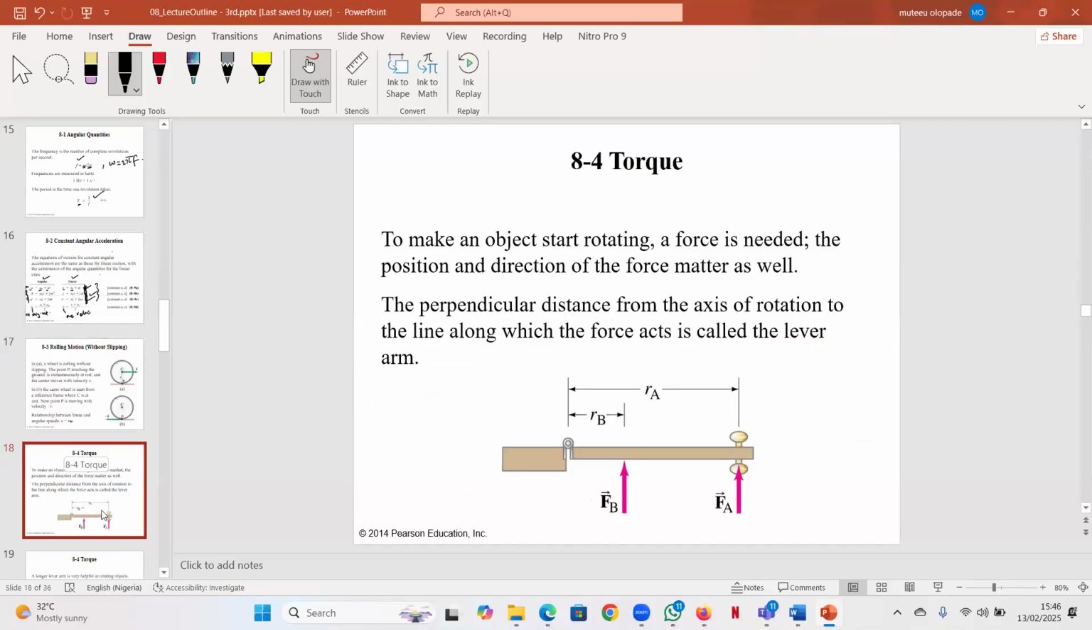No, sir. Okay. So we then move on to torque. What do we refer to as torque?